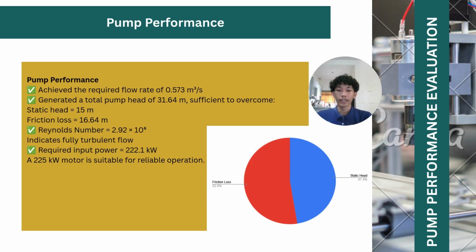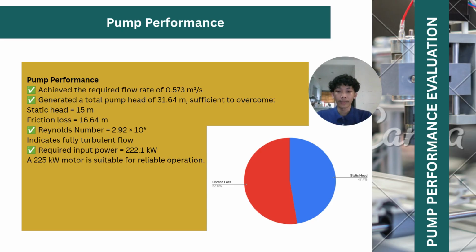the pipeline. The Reynolds number is 2.92 times 10 to the power of 6, confirming that the flow is fully turbulent. Although turbulent flow increases friction loss, the selected pump is capable of supplying sufficient energy to maintain the required flow rate. Based on the power analysis, the required pump input power is 222.1 kilowatts. Therefore, a 225 kilowatt motor is selected to provide a suitable safety margin and ensure reliable operation.